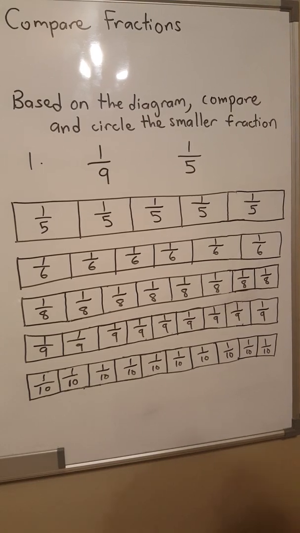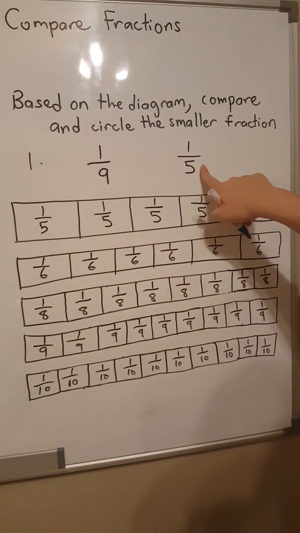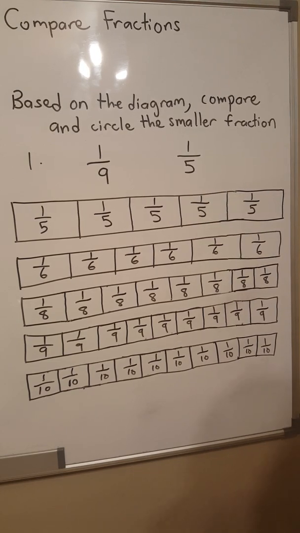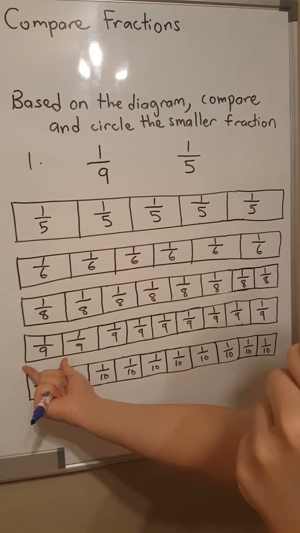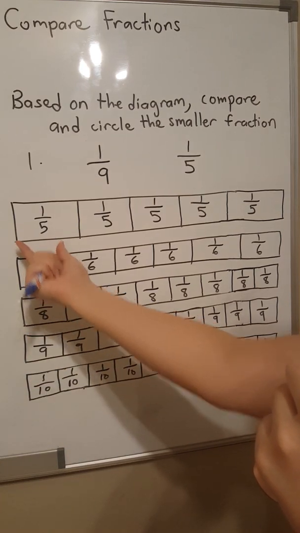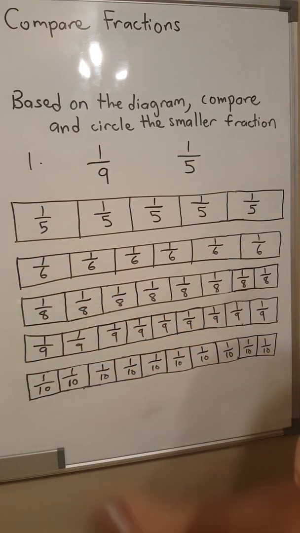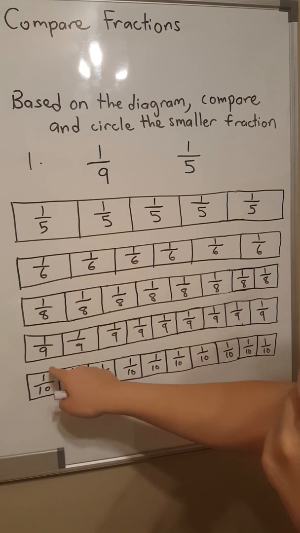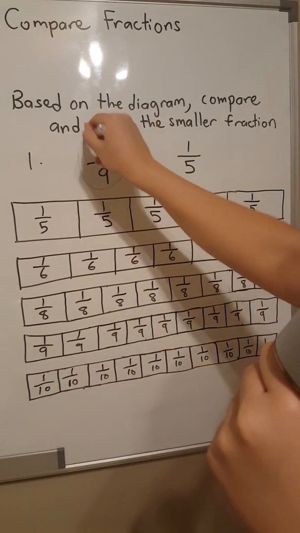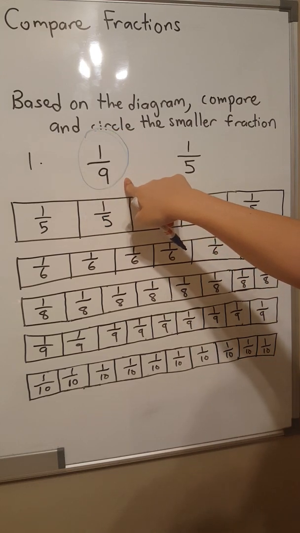Okay, so what about 1 over 9 and 1 over 5? Which one is the smaller fraction? Well, 1 over 9 has a smaller width compared to 1 over 5. So, clearly, 1 over 9 is the smaller fraction. So we circle 1 over 9 as the smaller fraction.